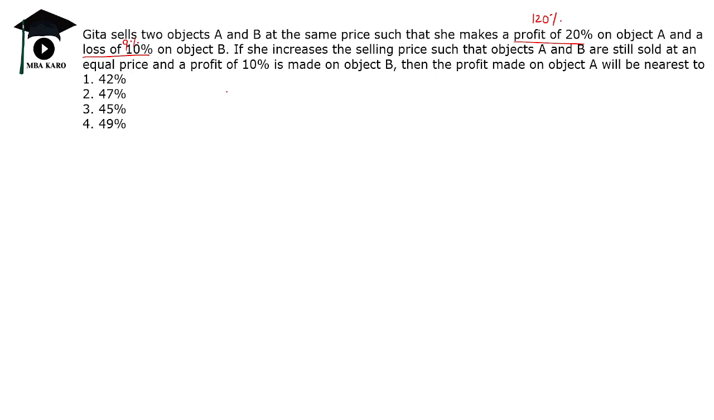Okay, so 120% and 90%, take a multiple or an LCM, right? So you can take the number 36. So selling price is the same, so let's put SP as 36 for both the items.